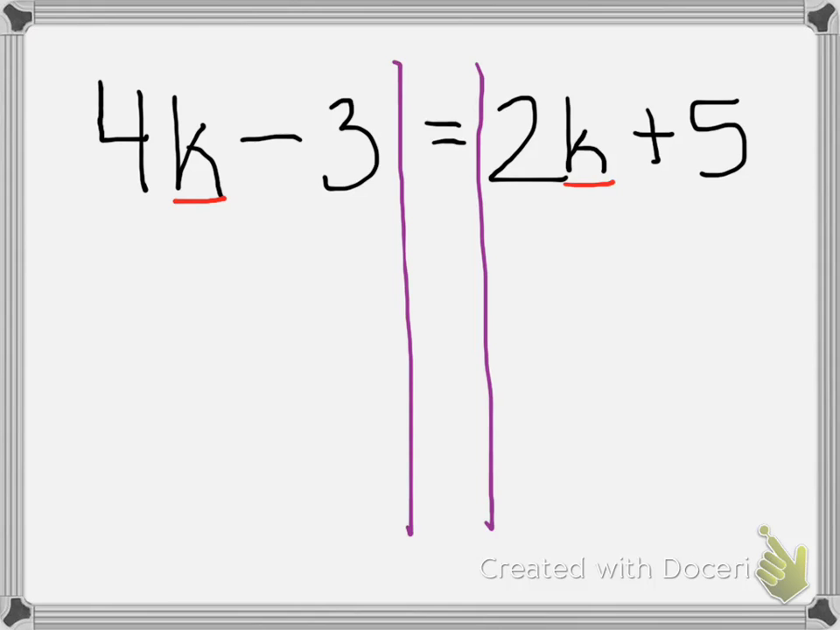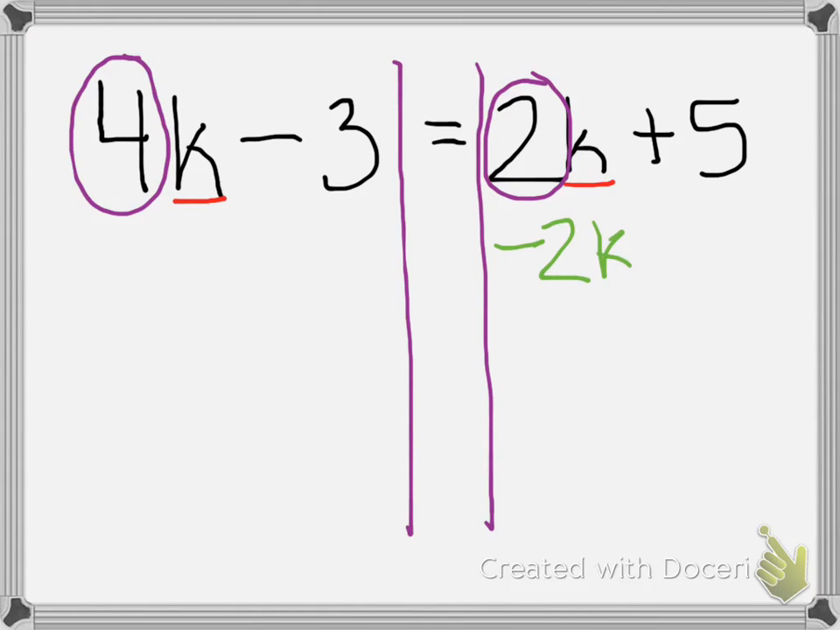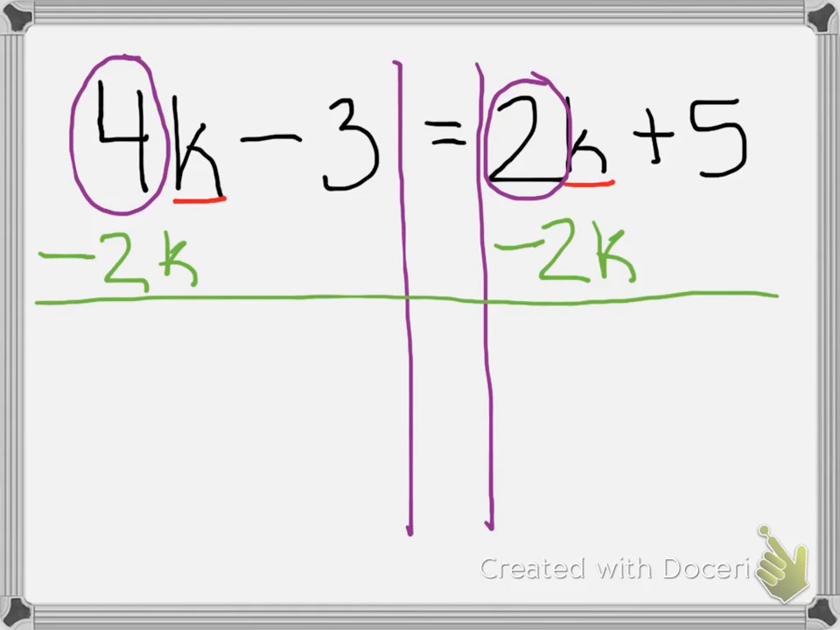What I like to do is compare my coefficients. Remember, the coefficient is the number in front of the variable. I compare my coefficients on either side and look at the one that is less. On the left side I have a 4, and on the right side I have a 2. So I know that 2 is less than 4. So I'm going to move that 2k to the other side. To do that, since 2k is positive, I'm going to subtract 2k over here, and subtract 2k over there. Then we're just going to draw a line.